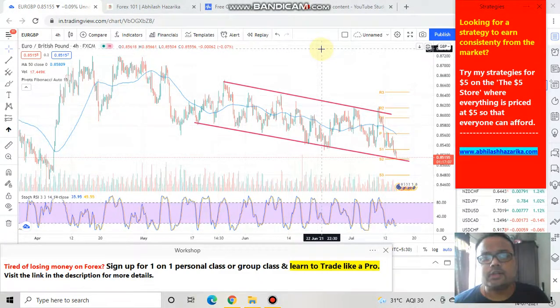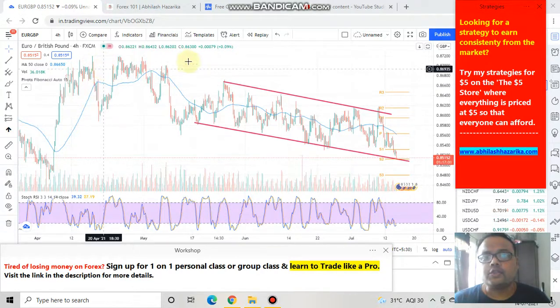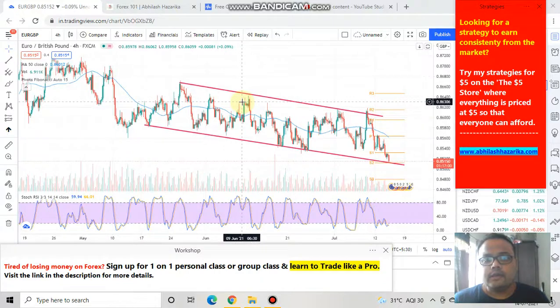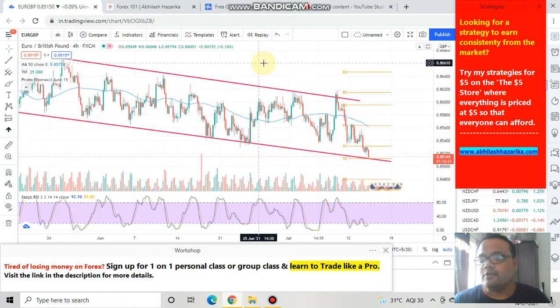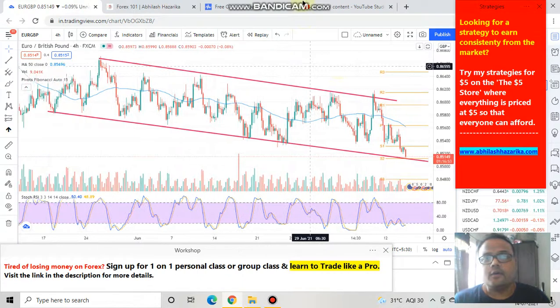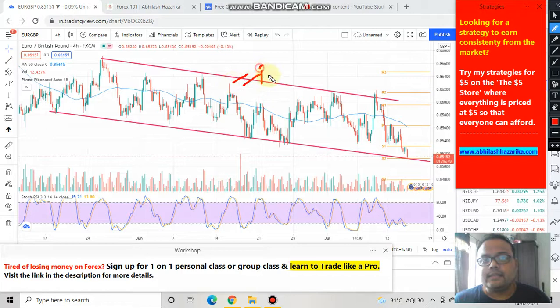This is the 4-hour chart of Euro GBP, and you can see that the trend of the market is towards the downside. If I zoom in, you can also see that we have got a trading channel here with two lines. This line is acting as a resistance for the market, and this line is acting as a support for the market. But these two lines, this trading channel, is also going towards the downside.